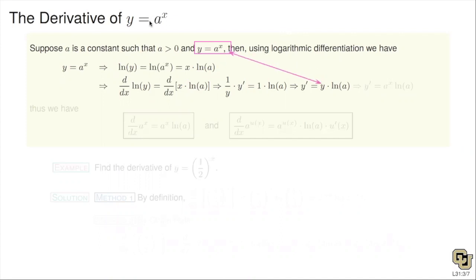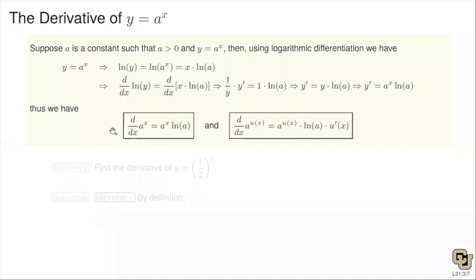So let me replace this y right here with a to the x. And so finally we get our derivative. So here, let me put it all together. The derivative of a to the x with respect to x is a to the x ln of a. And then here's the chain rule version.